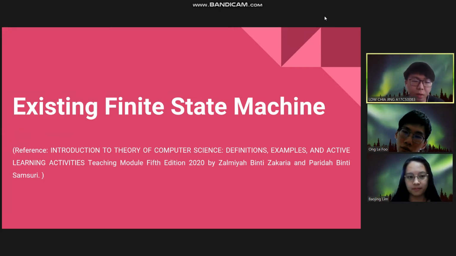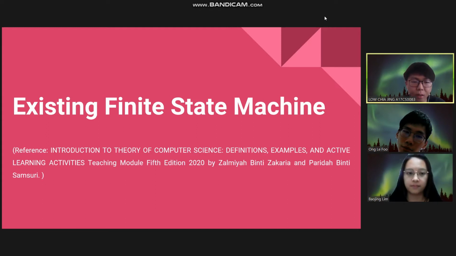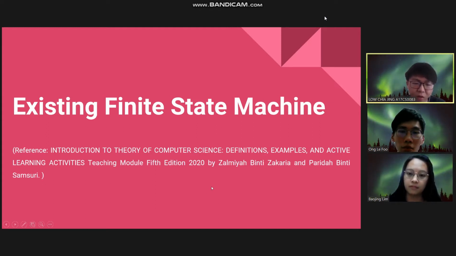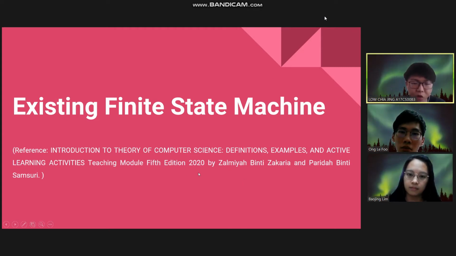So first I will talk about the existing finite state machines. This is the example we found in our current textbook, which is the teaching models of fifth edition written by UTM lecturers.